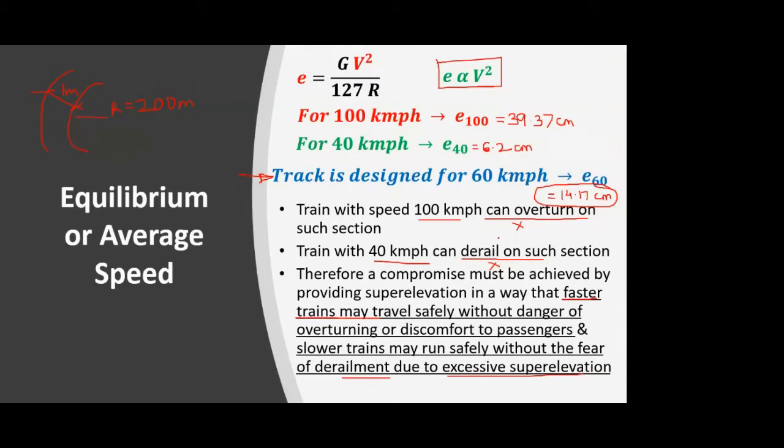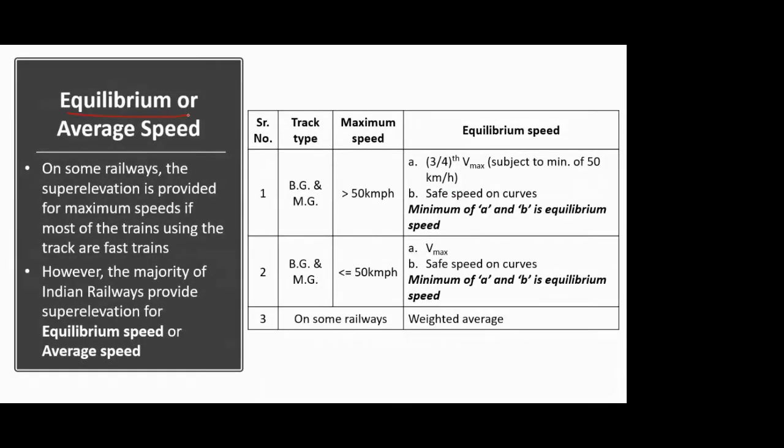So now how to find a solution to this? The solution to this is something called equilibrium speed or average speed. In Indian Railways, they have come up with these values, for example, for a broad gauge or a meter gauge.